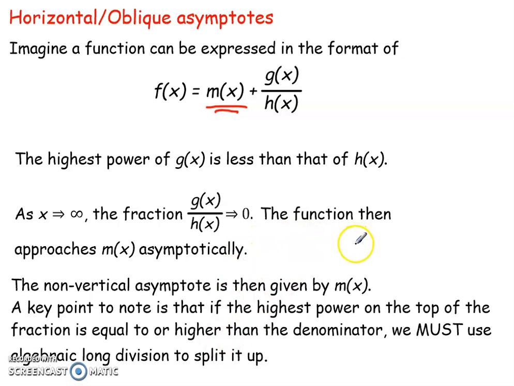Now a key point to note is that the highest power of g has to be smaller than the highest power of h. So if the power on the top is equal to or bigger than the highest power on the bottom, we have to use the algebraic long division we discussed earlier to split it up and get it into the format that we want. Once we've done that, we can simply read off the horizontal or oblique asymptotes. Another key thing to note is that a function can have a mixture of horizontal or oblique asymptotes as well as vertical asymptotes. So it can have a combination of the two types of asymptote we've got.